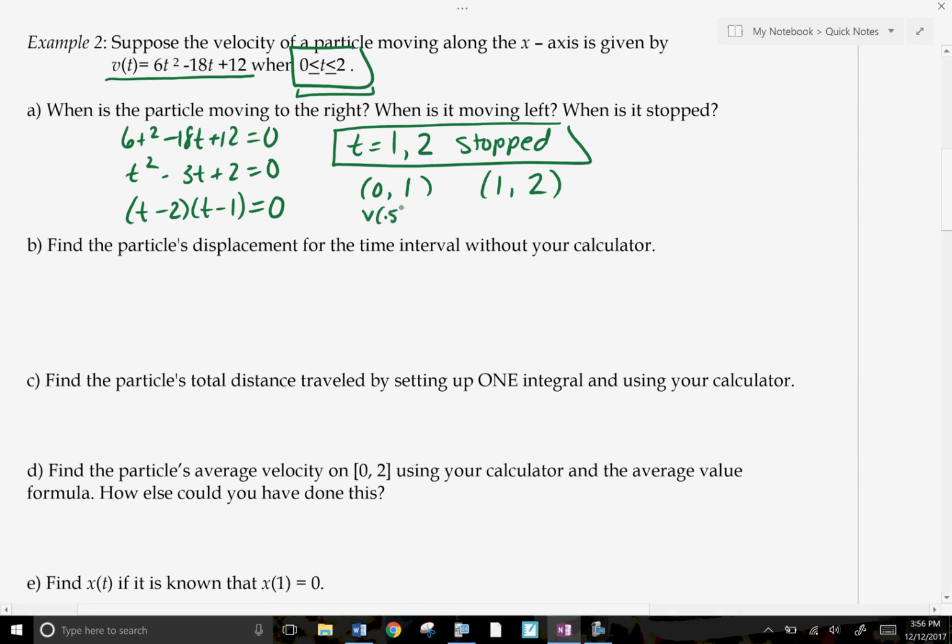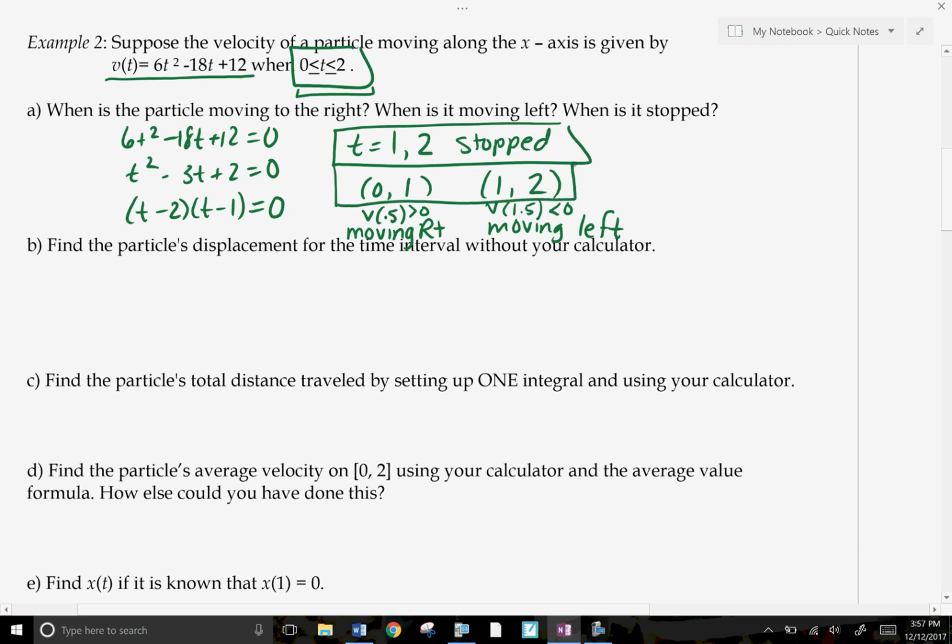So if I find v of 0.5, let's see, if I look over here at the factored form, if I put 0.5 in for t, I've got a negative times a negative, which is a positive. We are moving right on this interval. If I find v of 1.5, and I look again at the factored form, I have a negative times a positive, which is negative, so I'm moving left right here.